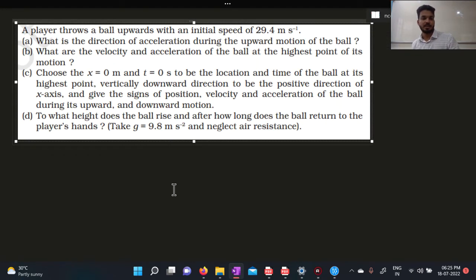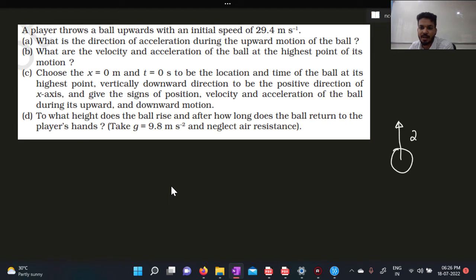Let's do the next question. A player throws a ball upwards with initial speed 29.4 meters per second. So there is a ball which is thrown upwards with 29.4 meters per second velocity.